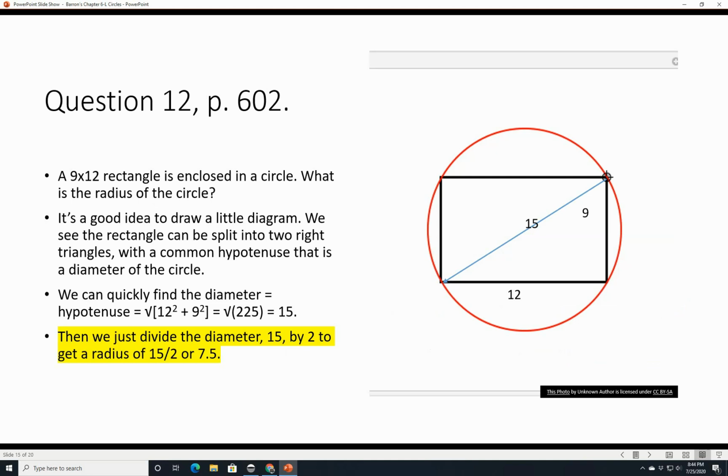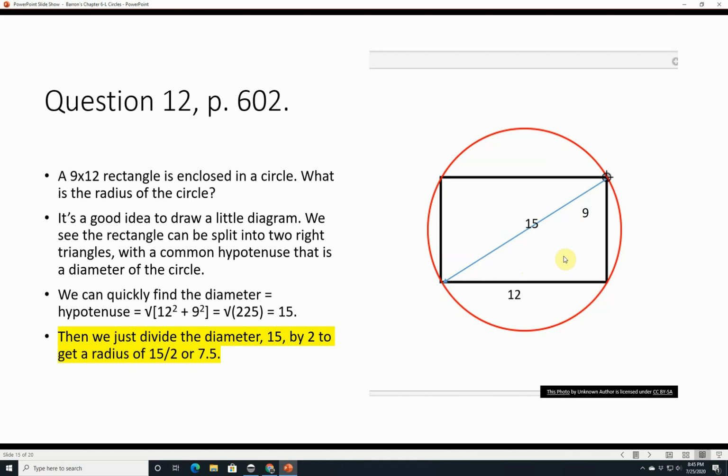Question 12, page 602. A 9 by 12 rectangle is enclosed, not enclosed, should be inscribed, because you want to know that these corners or vertices meet exactly on the edge of the circle, even though it's not quite drawn accurately. Sorry, it's the best I could do. Anyway, it's a good idea to draw a little diagram. We can see the rectangle can be split into 2 right triangles, because rectangles always have 90-degree angles as their corners. So with a common hypotenuse, this is the hypotenuse of this triangle and of this triangle, that is a diameter of the circle.